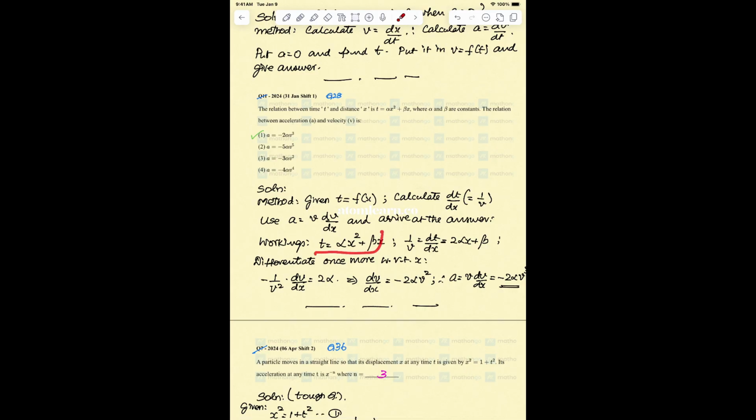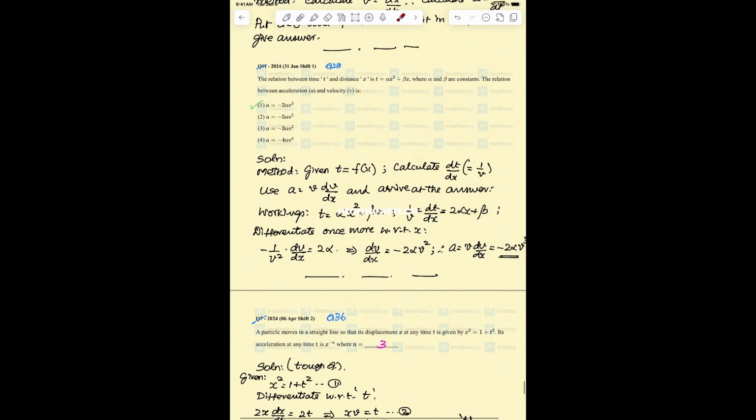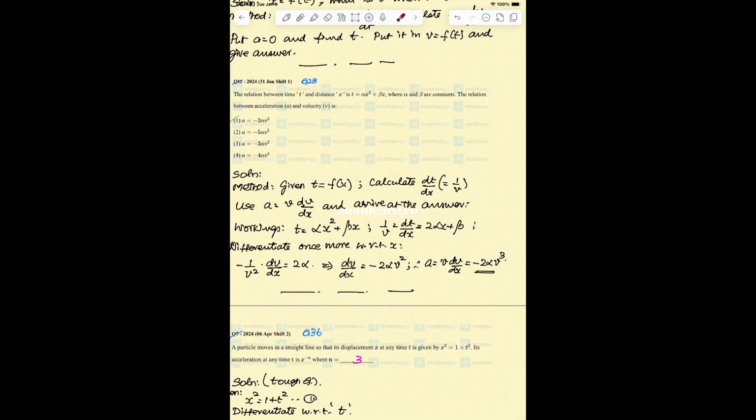Now, t is equal to alpha x squared plus beta x is the expression which is given. Differentiating, 1 by v equals 2 alpha x plus beta. Then differentiate once more with respect to x, and you get minus 1 by v squared dv by dx equal to 2 alpha, because you want to use acceleration equal to v dv by dx. Therefore from here you can take dv by dx and put it back. You get a equal to v dv by dx equal to minus 2 alpha v cube.